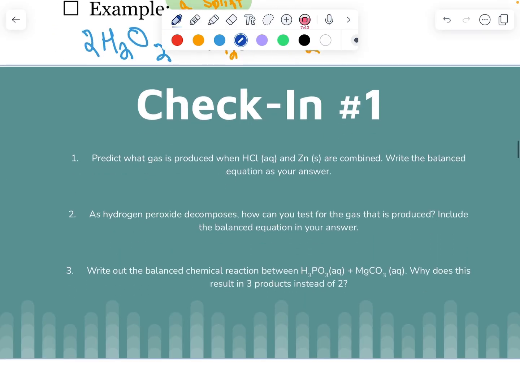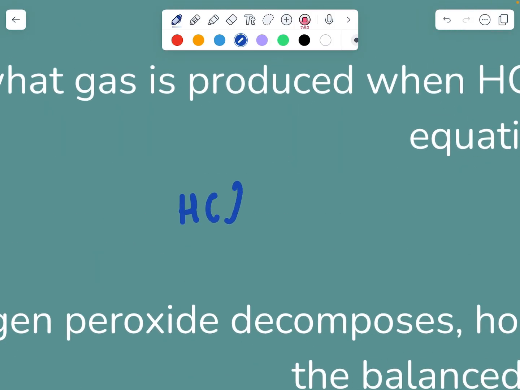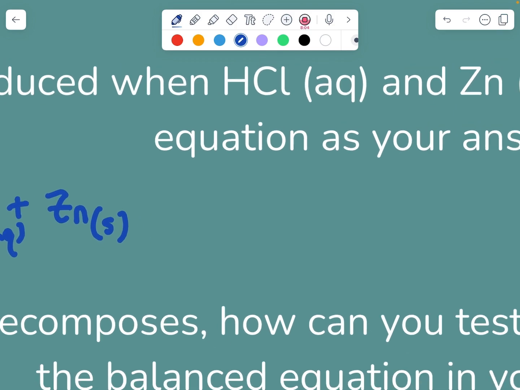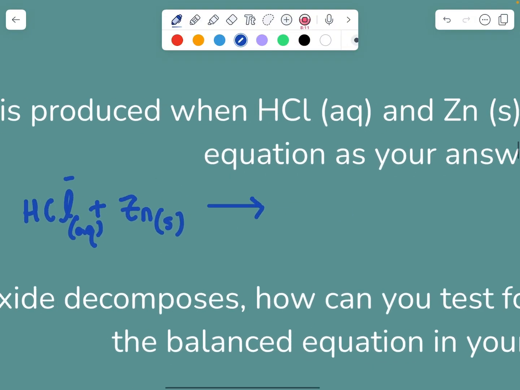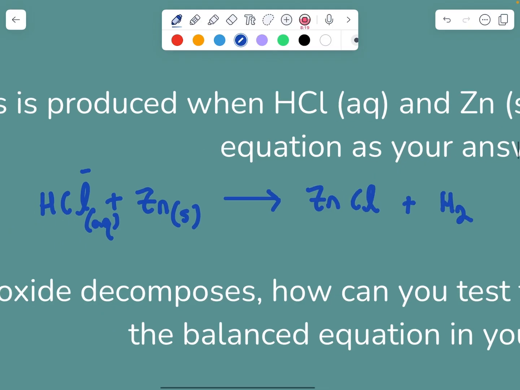So predict what gas is produced when HCl and zinc are combined. Write the balanced equation as your answer. Okay, so we have HCl plus zinc, solid, and this is in the aqueous form. So we know that zinc always has a charge of +2, so it's going to form with the chloride that we have, this negative anion, and we're going to get zinc chloride plus H2, but we only have one H on this side, so we've got to put a 2 in here.